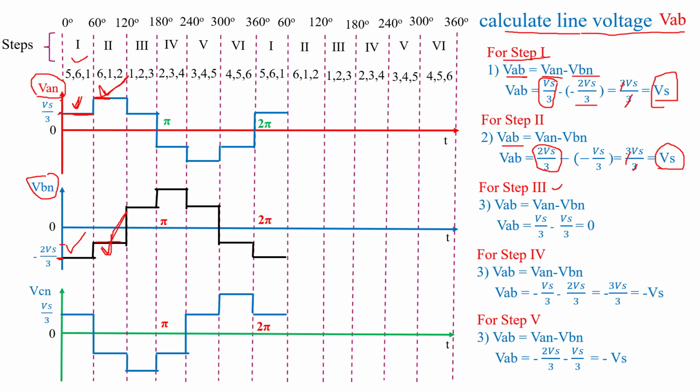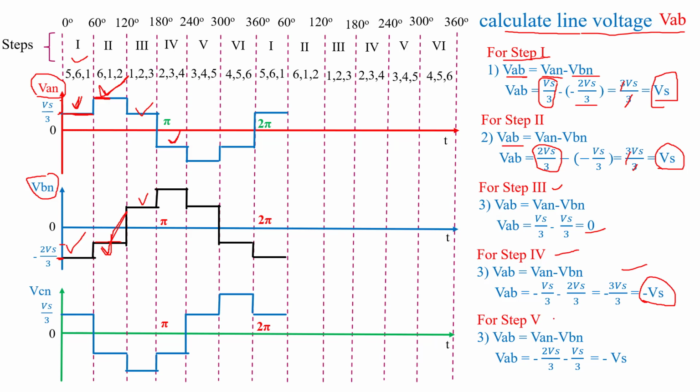Same in step 3. In step 3 the VAN value is Vs by 3 and the VBN value is again Vs by 3. So Vs by 3 minus Vs by 3, we get 0. For step 4, VAN is minus Vs by 3 and VBN is plus 2 Vs by 3. So here we write minus Vs by 3 and here minus 2 Vs by 3. After calculating, we get minus Vs.